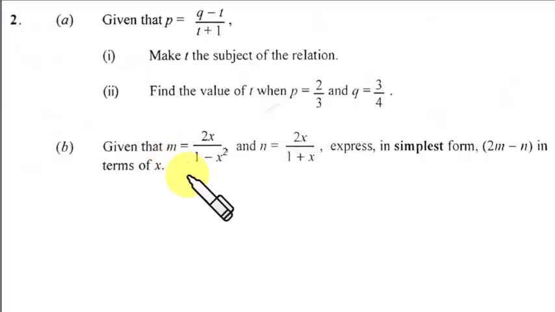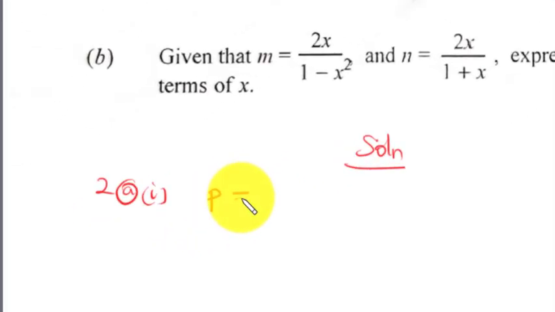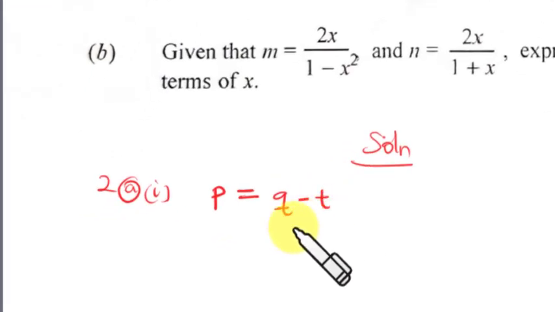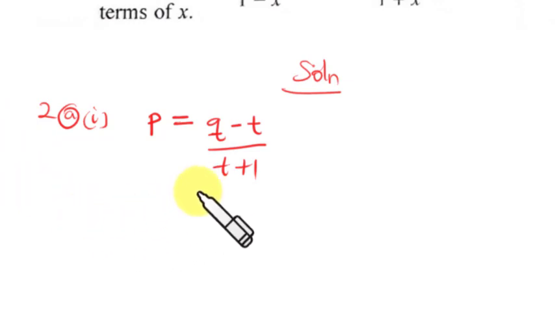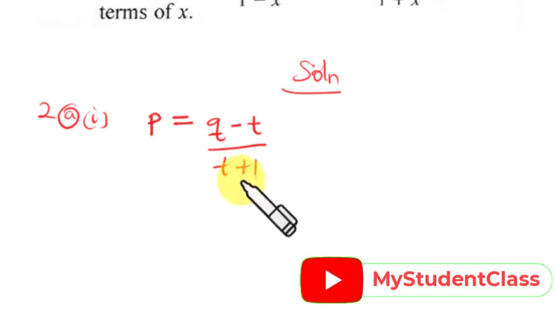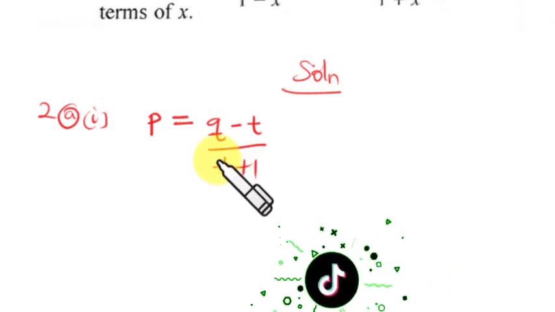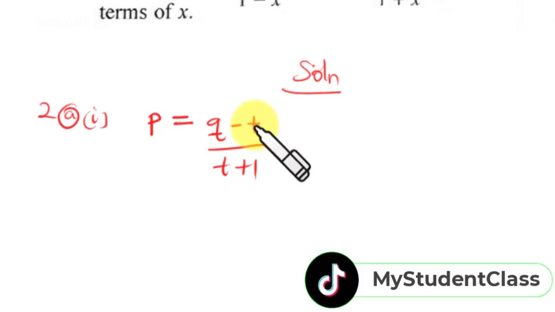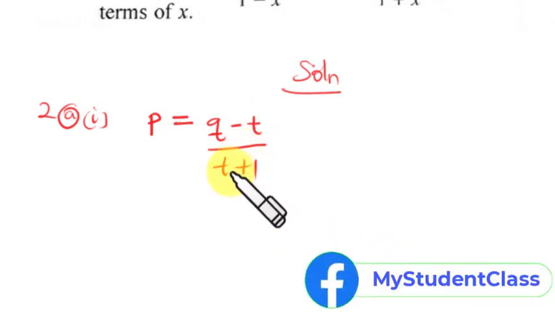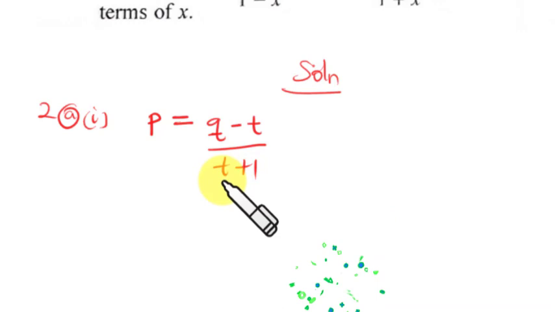So we're going to solve part (i) here. Let me start with the solution, 2(i). So we have 2(i), and I'm going to put out the question. It says that P equals (Q minus T) all divided by (T plus 1). The first thing we have to do here is to get rid of the denominator. If you look at the question very well, we can see that we have T here, T down here, then we also have T here, right? So we have to bring the T's together so that we factorize out the T and make it the subject.